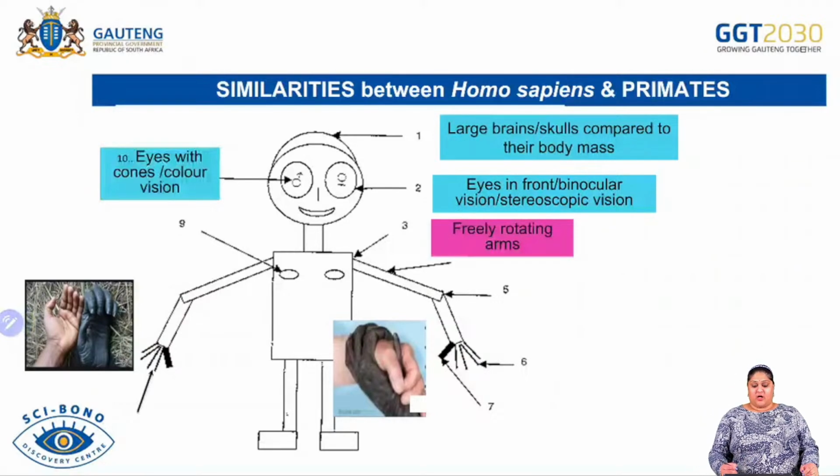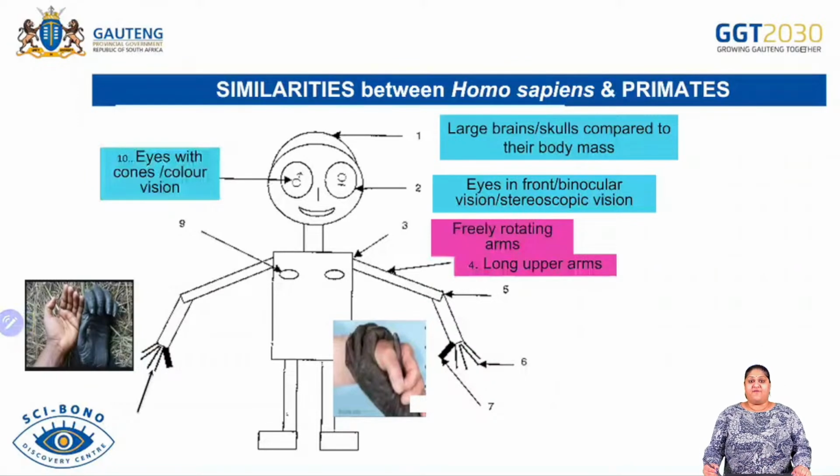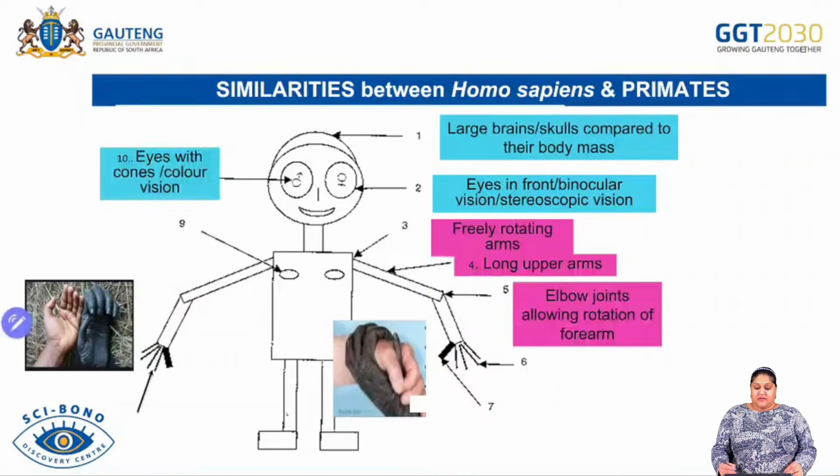Then we look at the arm. We have freely rotating arms. You can actually practice this, and to remember, we have freely rotating arms. That's what it means. We have longer upper arms. This is what we mean by the upper arm. Elbow joints allow the rotation of the forearm. So here's our elbow joint, and it allows this rotation of this forearm.